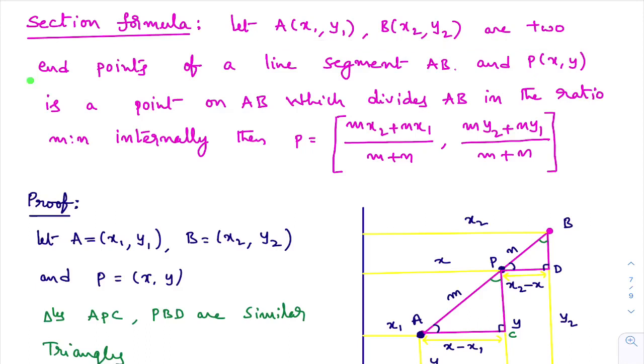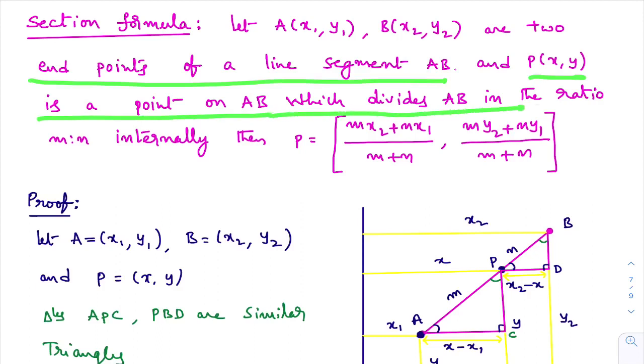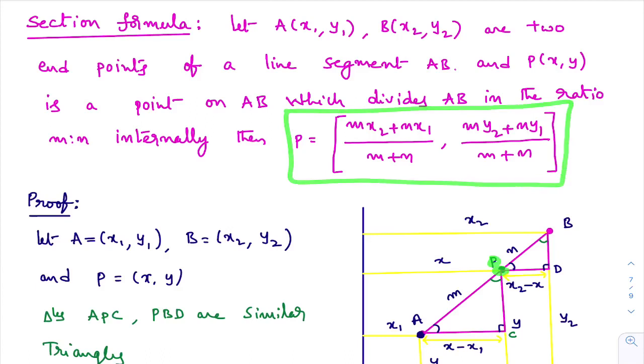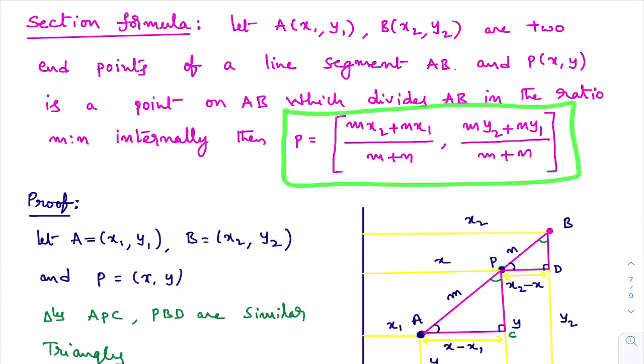A (x1, y1), B (x2, y2) are two endpoints of a line segment AB. P of (x, y) is a point on AB which divides AB in the ratio m:n internally. Then to calculate the point P, this is the formula. P is ((mx2 + nx1) divided by (m + n), (my2 + ny1) divided by (m + n)). Try to understand. When they give A, when they give B, and P is a point on AB which divides AB in the ratio m:n, then to calculate this point P, this is the formula.